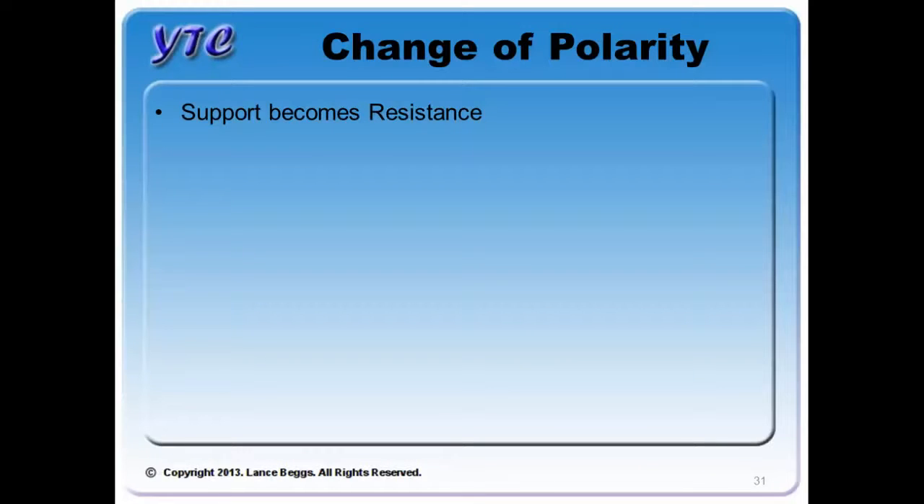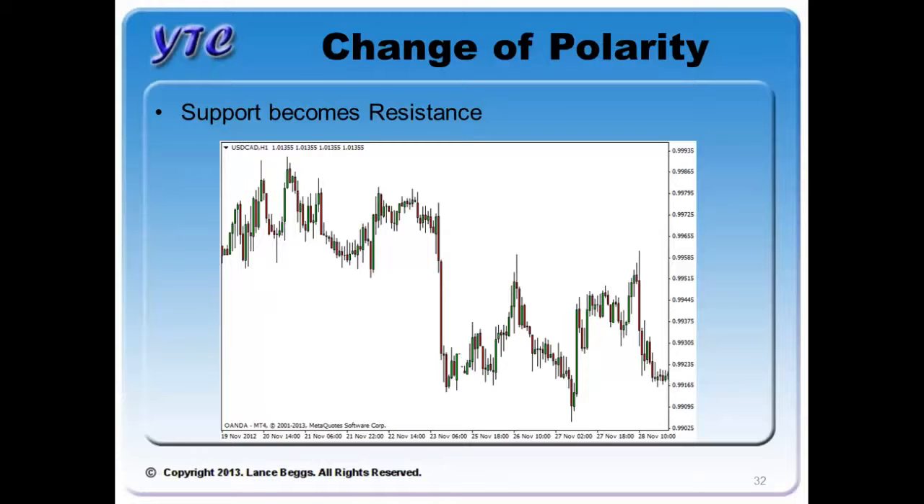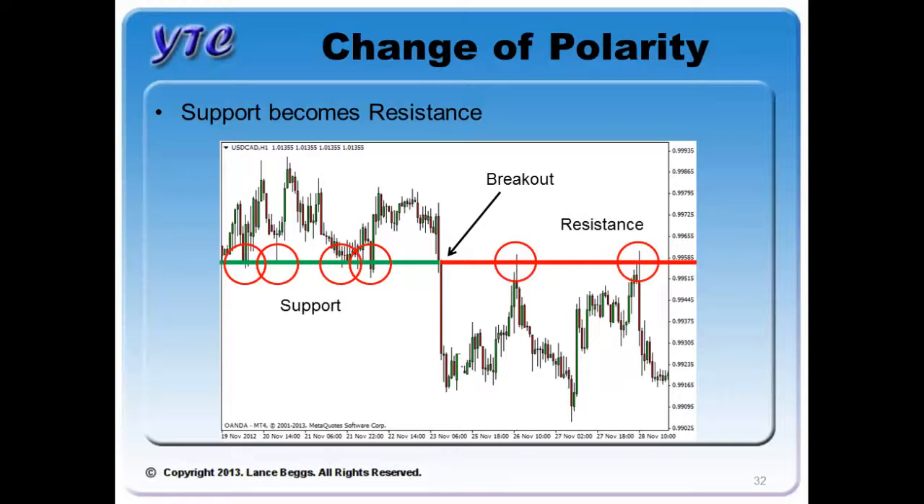And in a similar fashion, we have the opposite effect. Prior support, when broken, becomes resistance. Here we have a US dollar, Canadian dollar hourly chart. The left-hand side of the chart shows support at approximately 99.55 before price breaks below the support level at this point here, and we get a change of polarity as the prior support level now becomes resistance. The prior floor now becomes a ceiling to restrict higher prices.